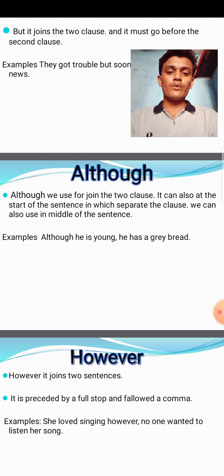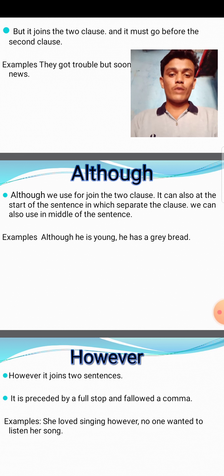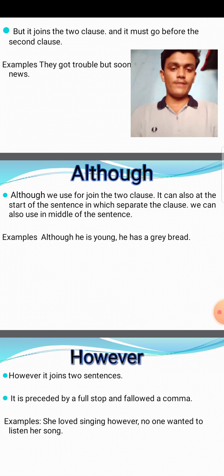The number two, although. We use although to join the two clauses, it can also be at the start of the sentence, and it separates the clauses. We can also use it in the middle of the sentence. Example: although he is young, he has a very grey beard. Although is also for joining two clauses, and it can also be at the start of the sentence.